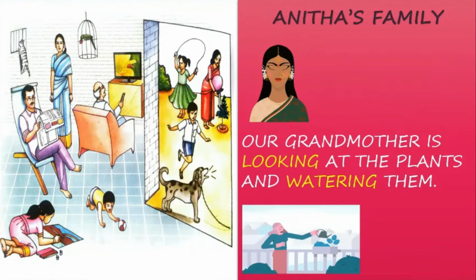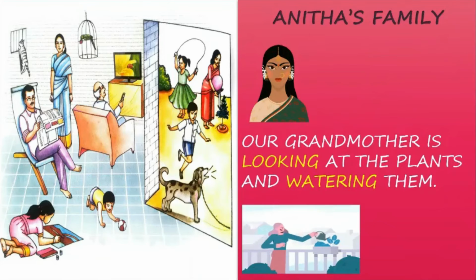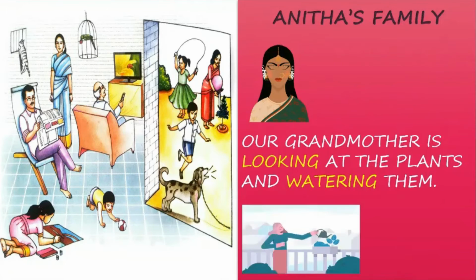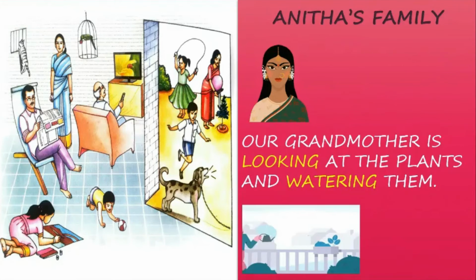Our grandmother is looking at the plants and watering them. What is the spelling for looking? L-O-O-K-I-N-G. Looking. Watering. W-A-T-E-R-I-N-G. Watering. Our grandmother is looking at the plants and watering them.